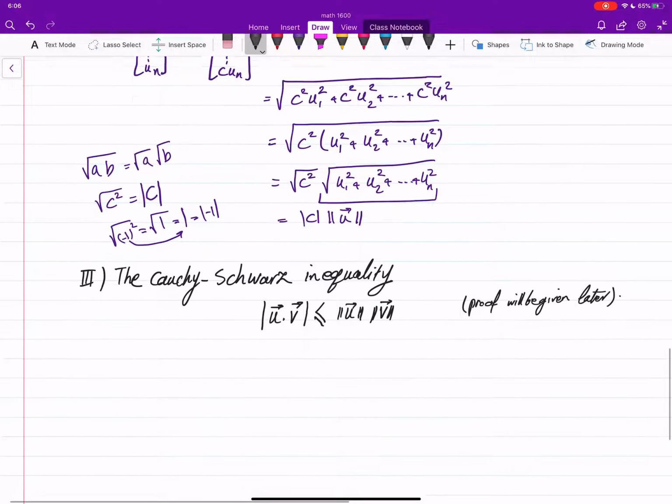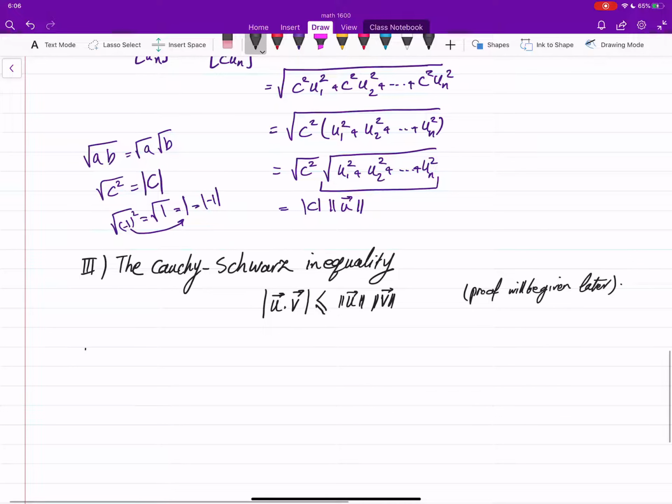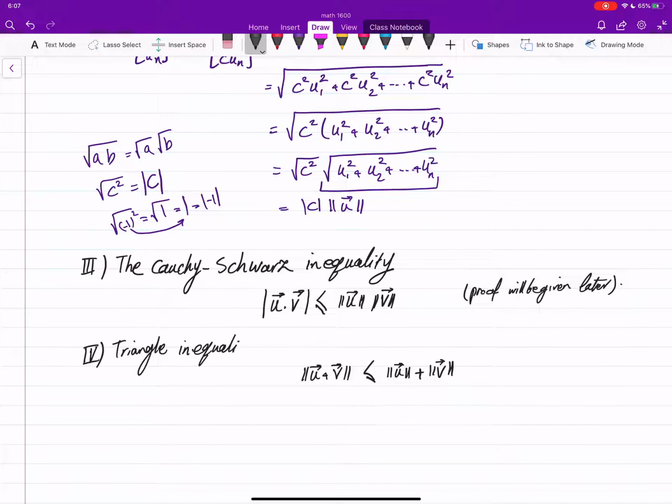But I will use Cauchy-Schwarz inequality to find how length and vector addition work with respect to each other. So this says that u dot v and length of u, length of v have a relation. The sum of lengths is always bigger than the length of the sum. This is called the triangle inequality. And the reason we call it triangle inequality is obvious.